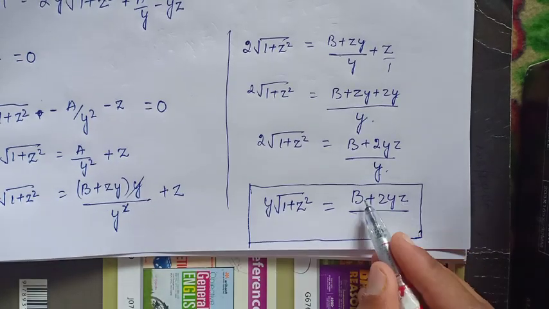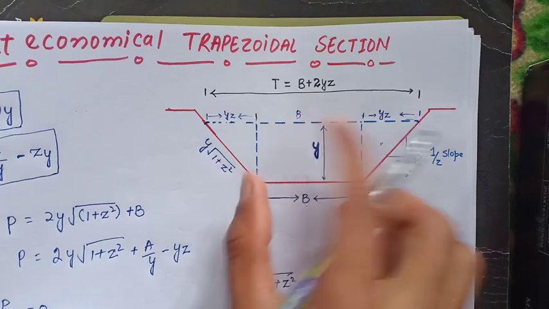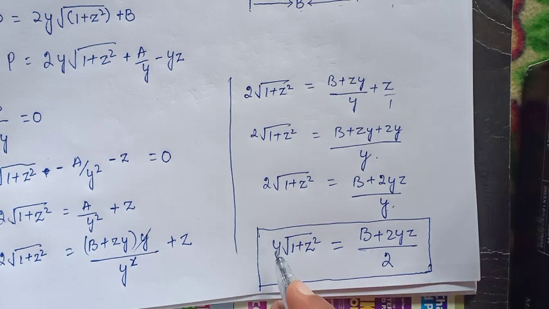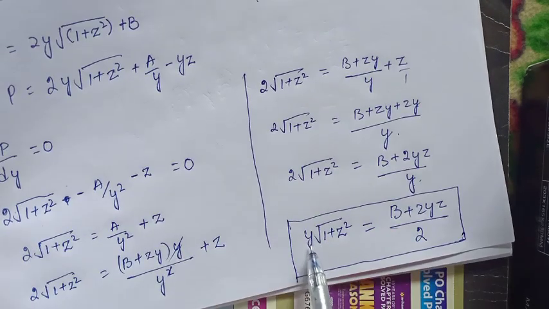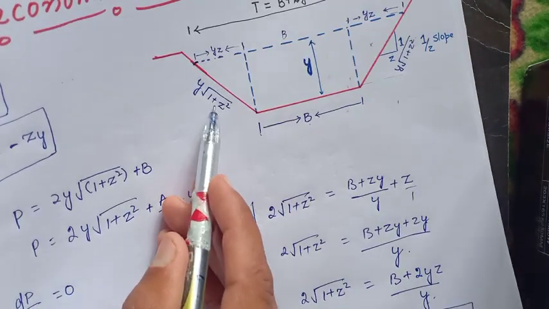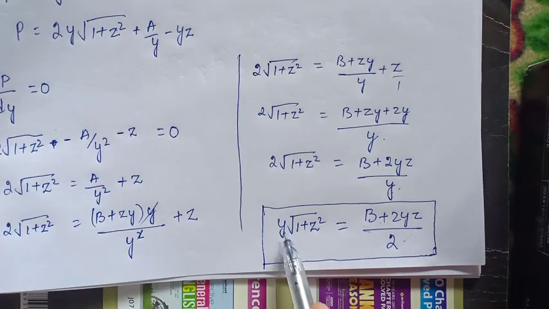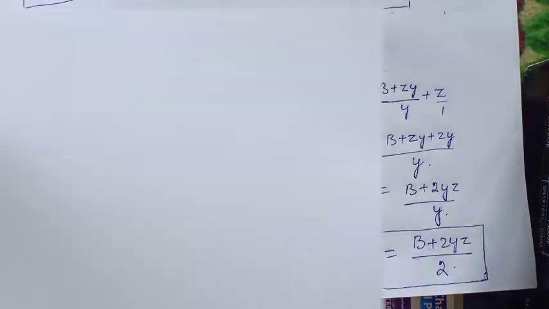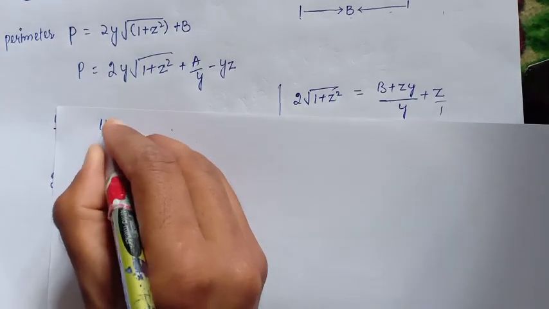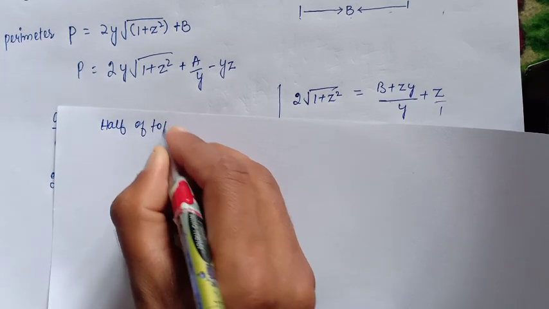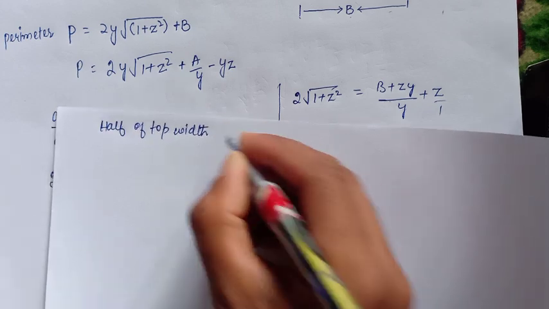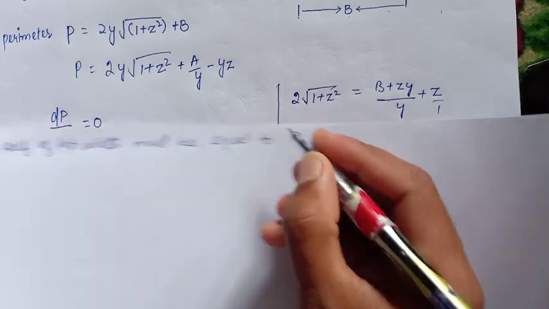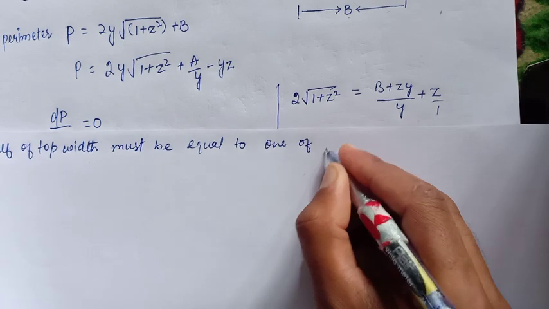Here, b plus twice yz is equal to top width. So half of top width is equal to one of the sloping sides, because the sloping side is equal to y under root of 1 plus z square. So half of top width must be equal to one of its sloping sides. So you can write, half of top width must be equal to one of its sloping sides.